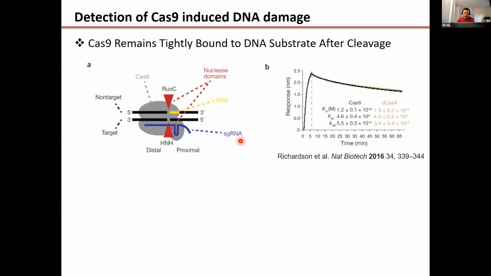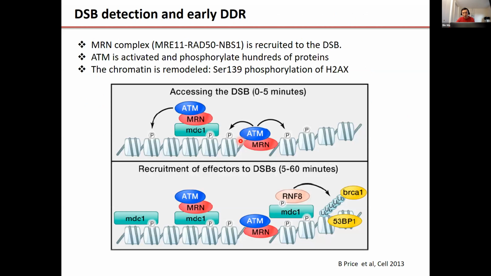Previously, in vitro experiments showed that after cutting, Cas9 stays bound to the target DNA for many, many hours. But in order to repair the DNA, the cell has to detect the double-strand break and kick out the Cas9 protein. Normally, after the double-strand break is exposed, a complex called the MRN complex is recruited to the double-strand break. The kinase ATM is activated and phosphorylates hundreds of proteins. Then the chromatin is remodeled. For example, serine 139 of H2AX is phosphorylated, which is called gamma H2AX.